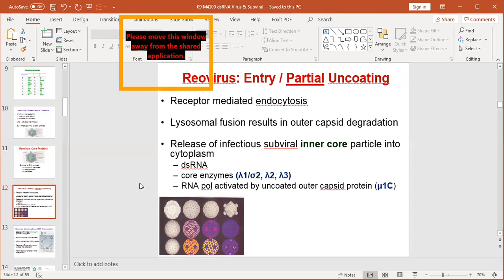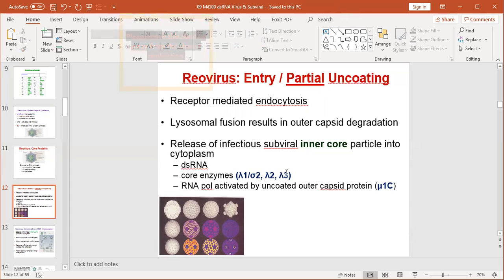Then in the host cell cytoplasm, we have double-stranded RNA, we have core enzymes, lambda 1, sigma 2 complex, lambda 2, lambda 3. These are enzymes required for capping and replication, polymerases. And then we also have mu 1C that basically causes the activation of RNA polymerase. So it all sets the stage for replication of the double-stranded RNA genome of the reovirus.